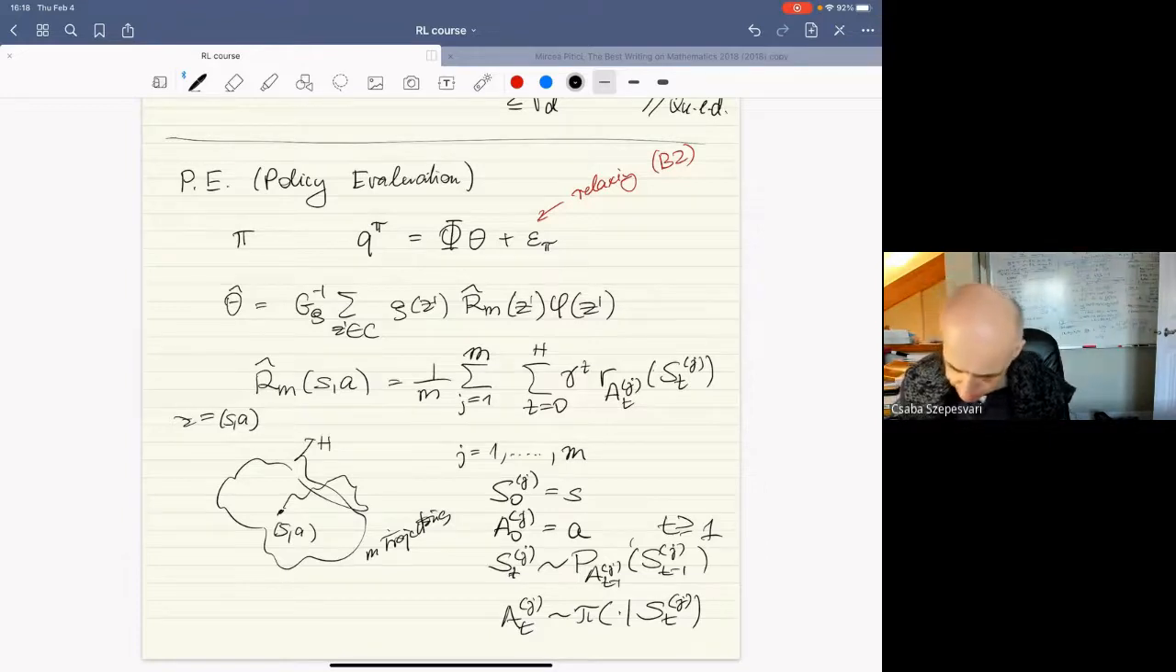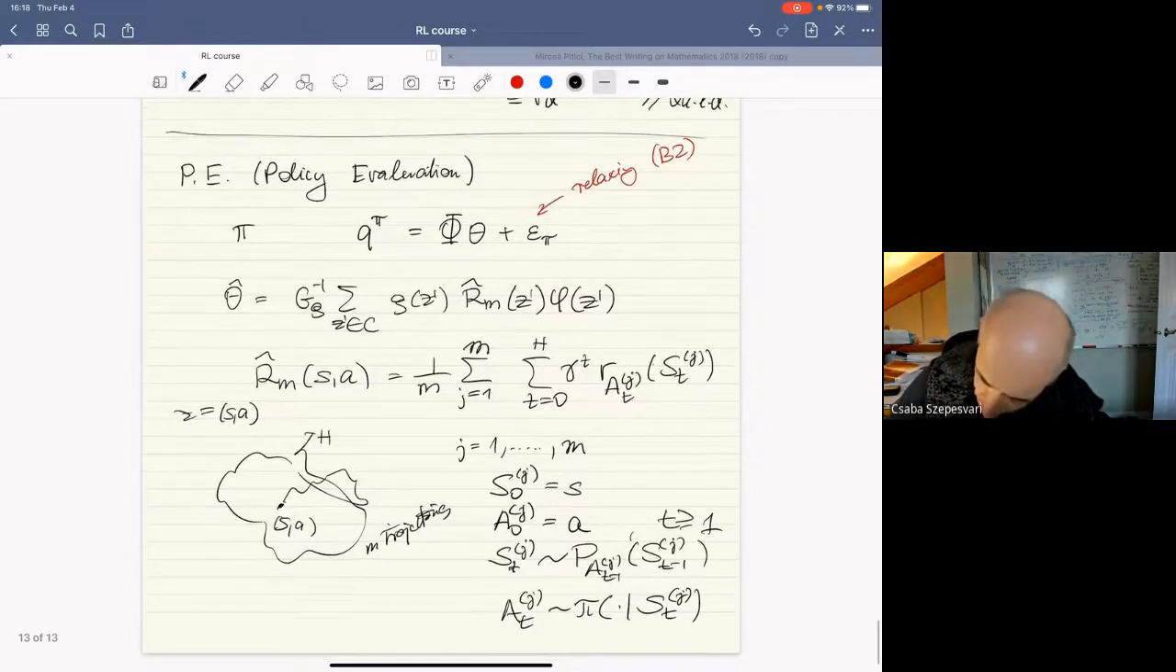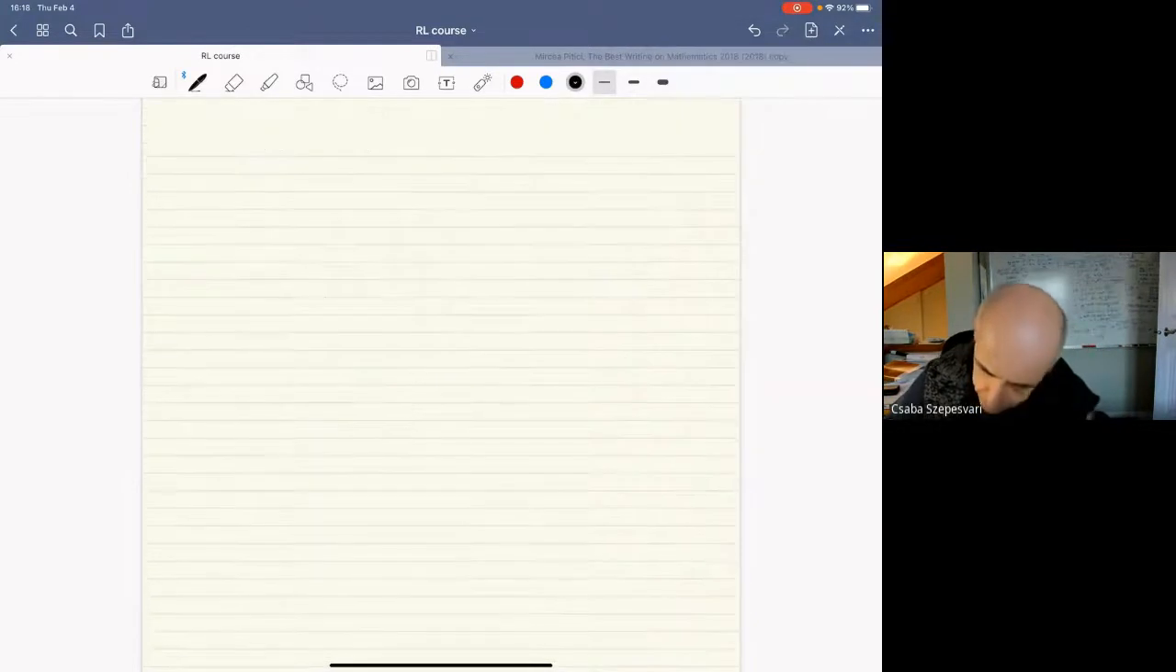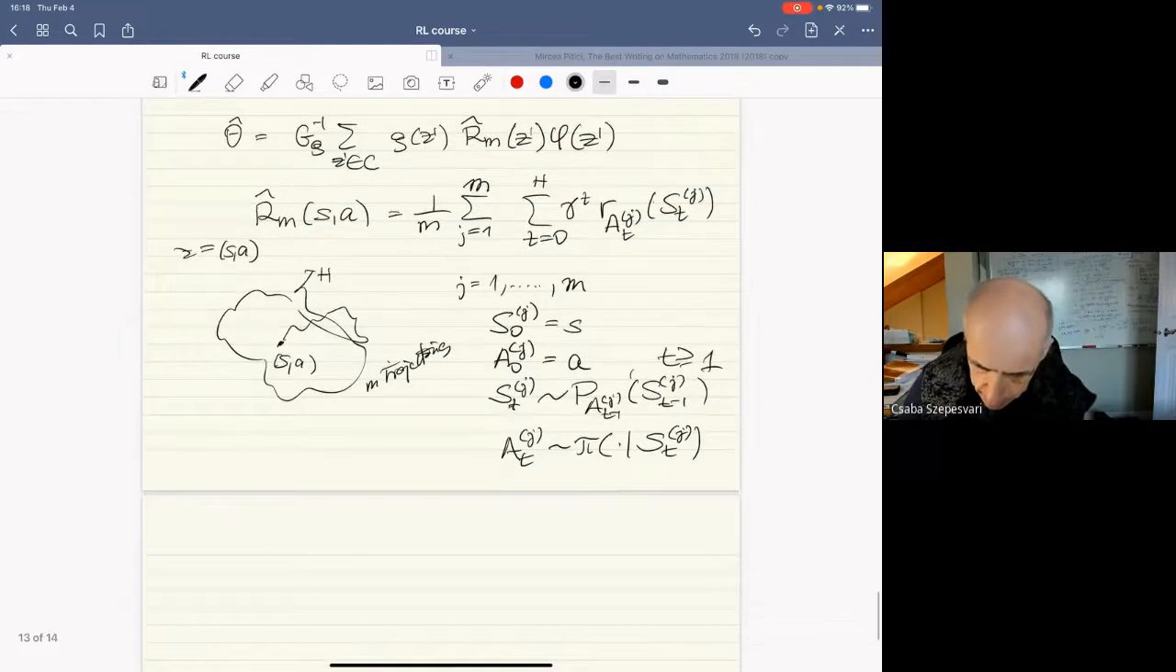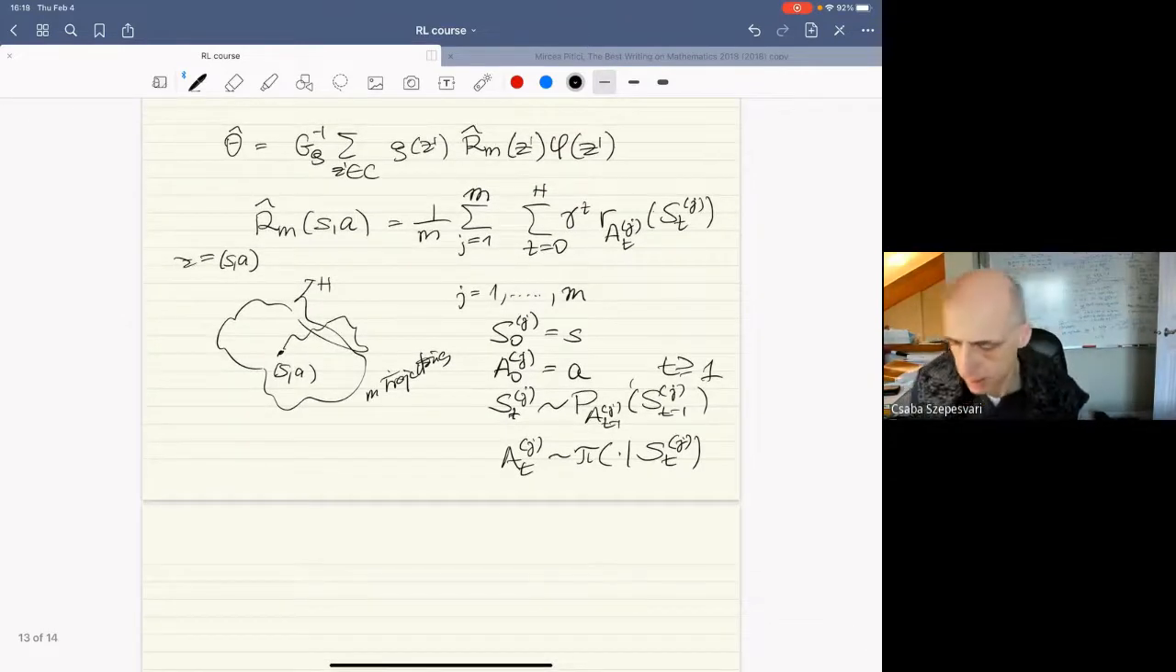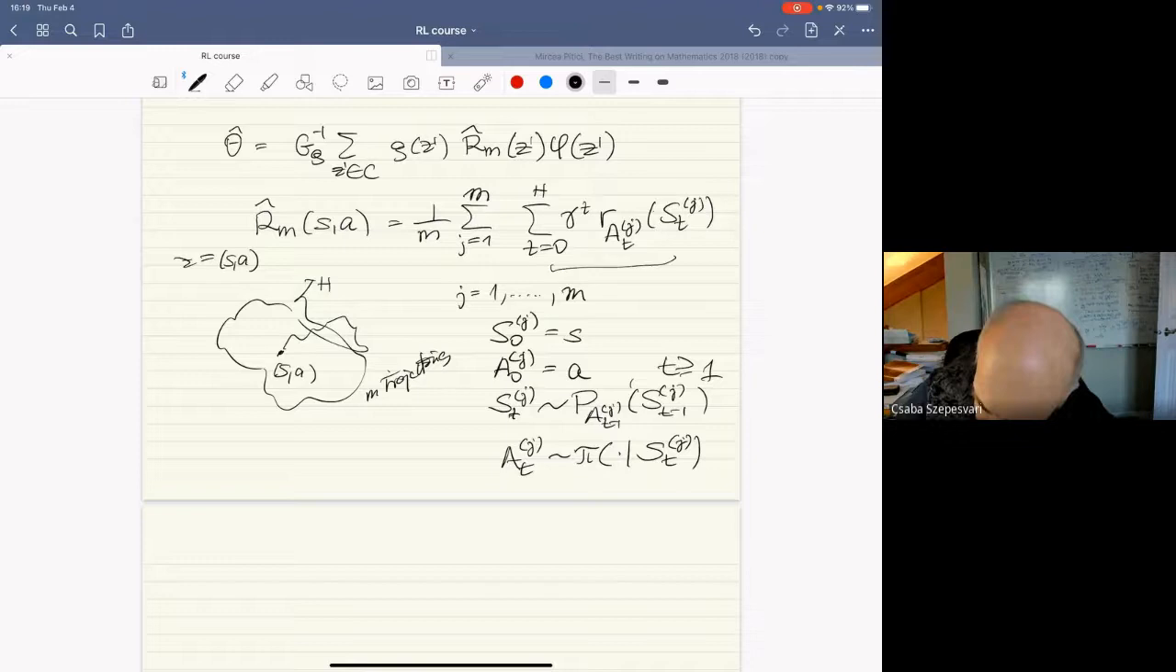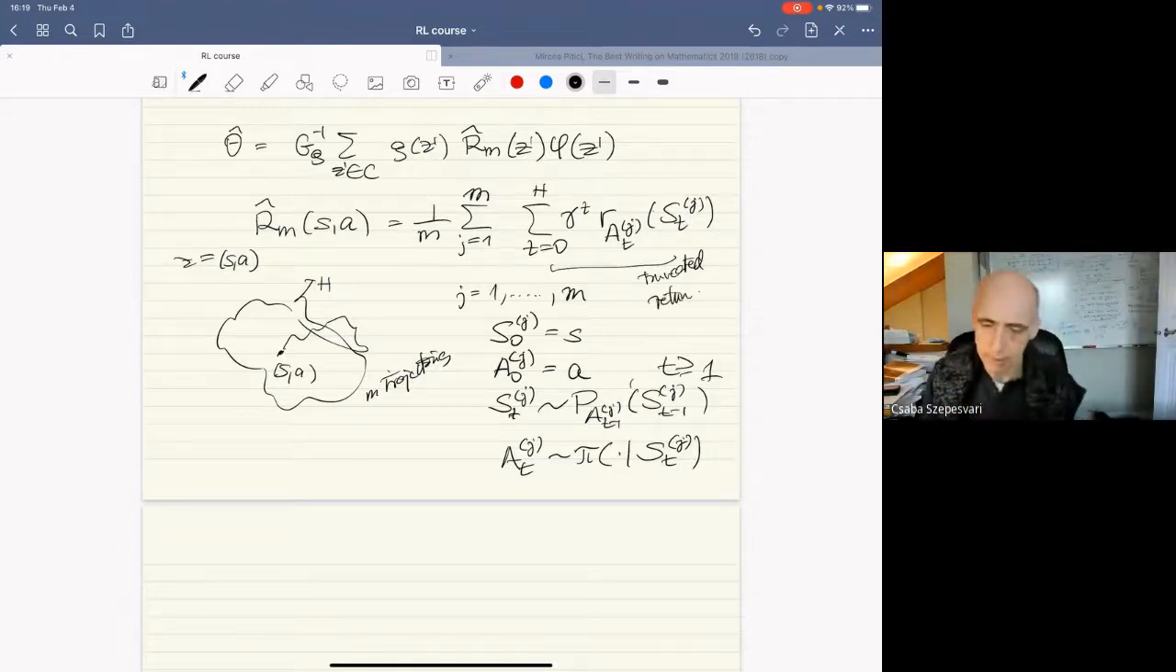But yeah, in general, you may allow stochastic policies here. It's not going to change anything. You run this trajectory. Along the trajectory, you measure the return. So this is the truncated return. You do this m times, take the average. And that is meant to be a good approximation, hoped to be a good approximation when m is big. And lo and behold, it's going to be a good approximation.